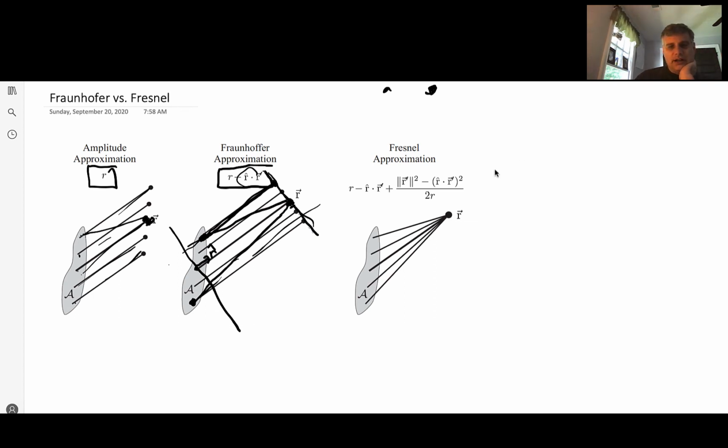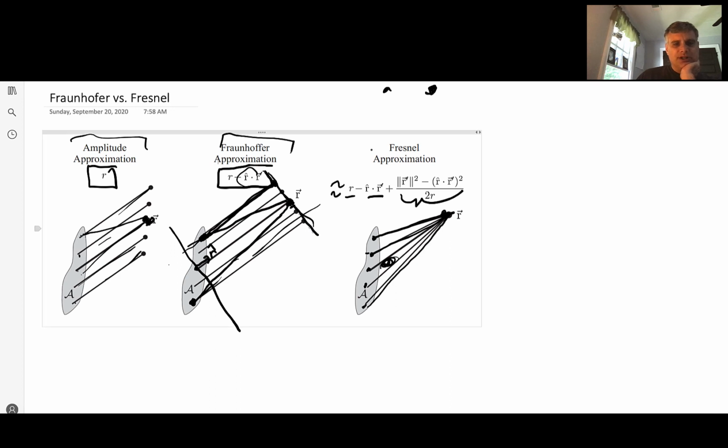And so the Fresnel approximation has all three terms for distance that we add into phase. And it is a much better representation of exactly that distance. It's still an approximation. It's not the exact distance here, but it's pretty close. And it works very well unless you're right up on the aperture surface. So those are the key approximations we're going to make.